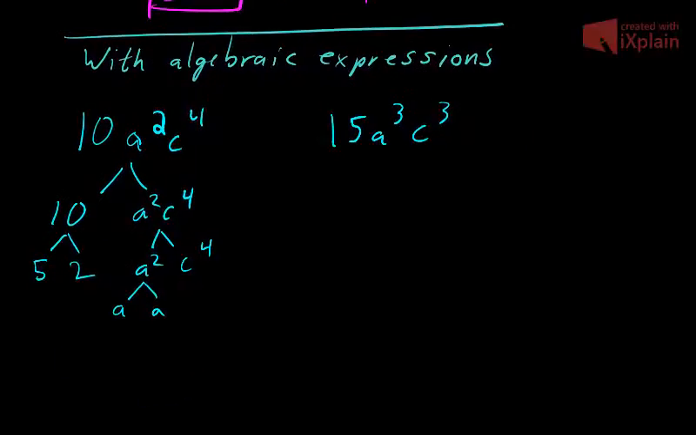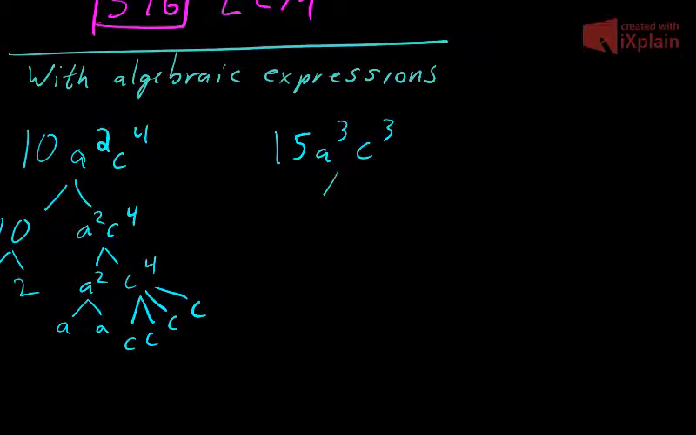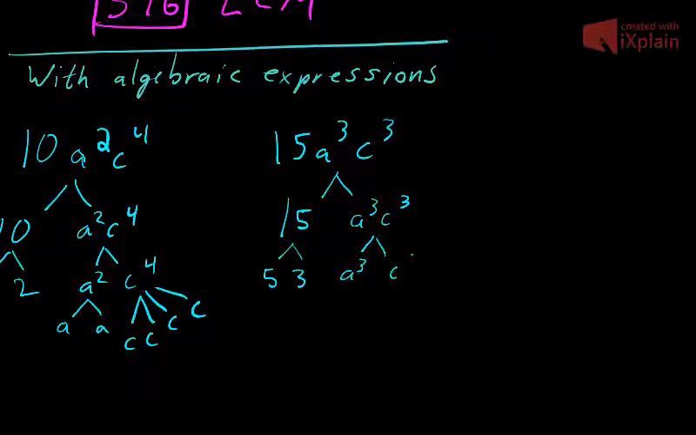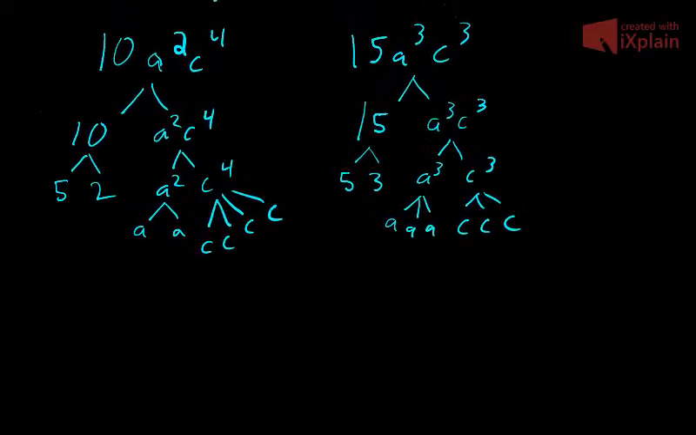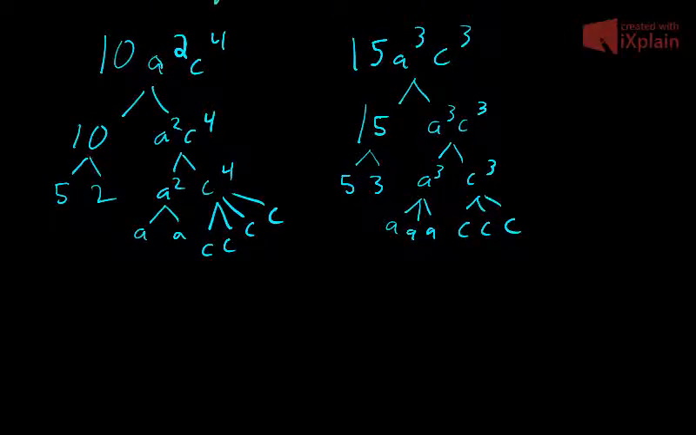And c to the fourth, of course, is going to be c times c times c times c. So over here, I can have 15 times a cubed c cubed. 15 becomes 5 times 3. This becomes a cubed times c cubed. And now a cubed is a times a times a, and c cubed is c times c times c. And that is a lot of factor treeing, but that's all right. I'm going to write down all these factors.